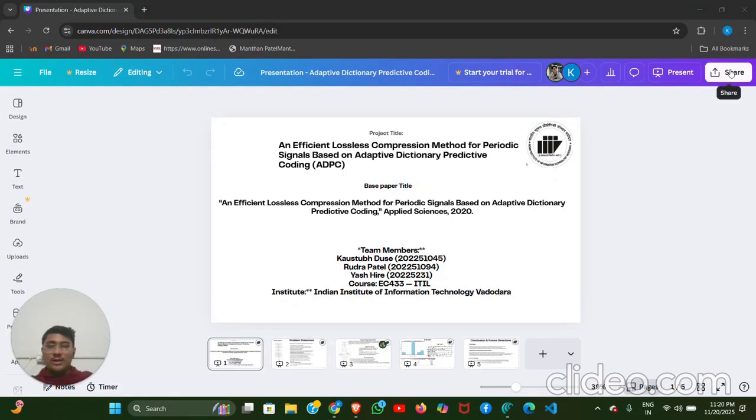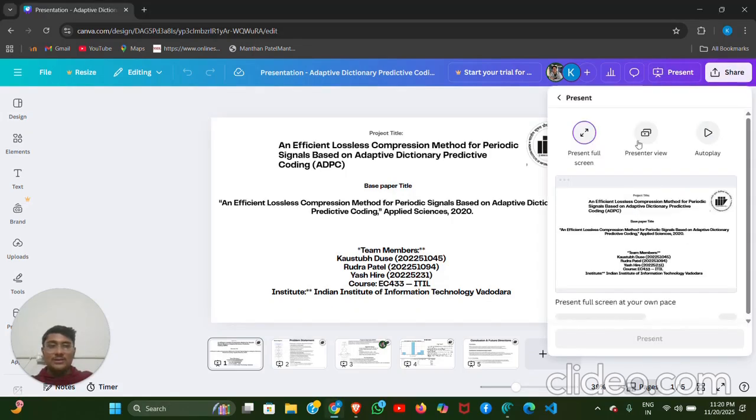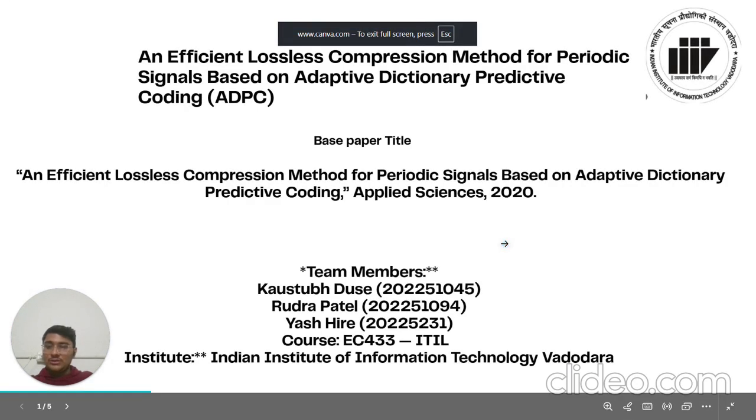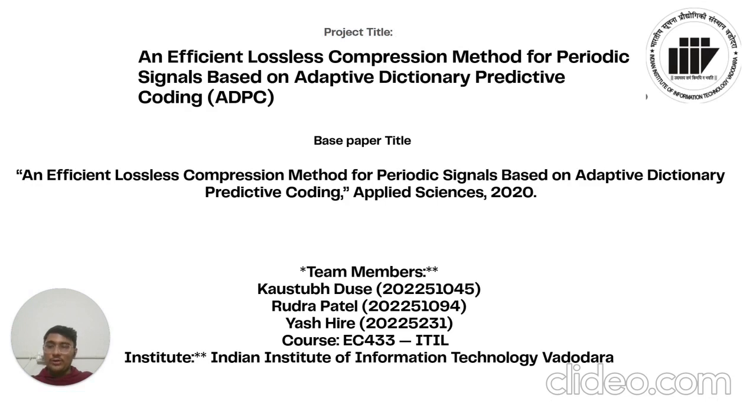Hello. Today I will be going to present our paper titled An Efficient Lossless Compression Method for Periodic Signals Based on Adaptive Dictionary Predictive Coding. This work is based on a 2020 Applied Sciences research paper with the same title. Our team members are myself, Kaustubh Duse, Rudra Patel, and Yashire. This project is completed as part of the EC 433 Information Technology course.